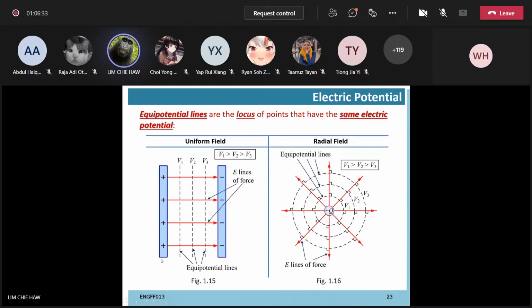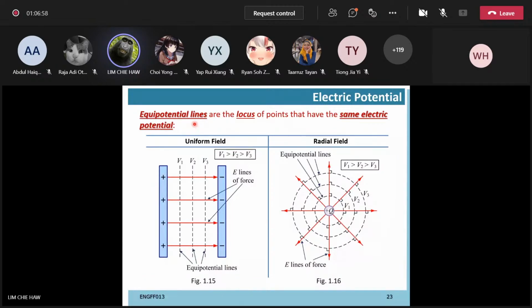Okay, last item, then we can close shop for this lesson and proceed to the tutorial question. The last item I'm going to emphasize to you is the equipotential line. This is very important, especially for those who plan to take the E&E in the future. So equipotential lines, what is that?